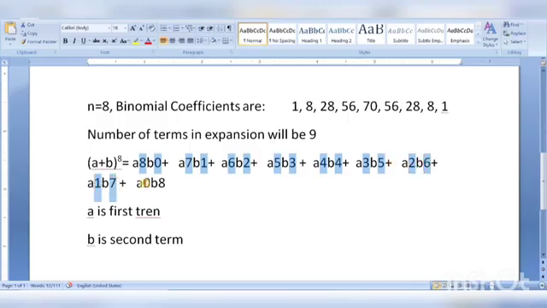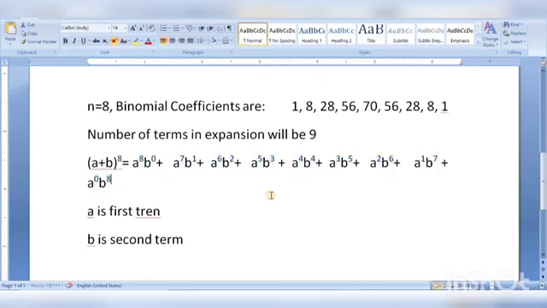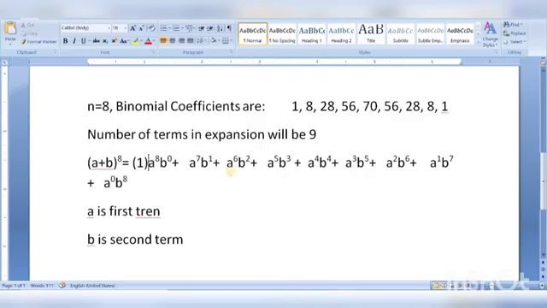So all these will be the powers. Now if you observe, powers of A are decreasing by 1 and powers of B are increasing by 1. Now I will furnish this and put it in the proper format by putting in the coefficients. Here I will put the coefficient 1, here 1. Then what is the next coefficient?